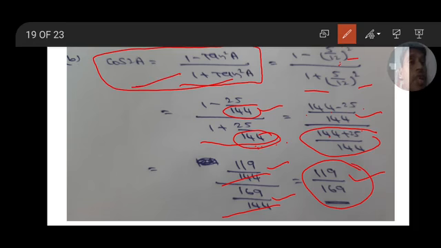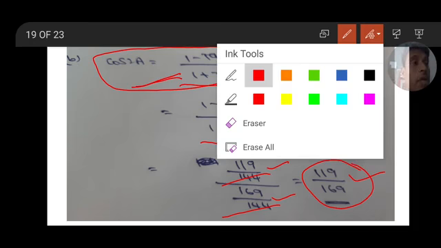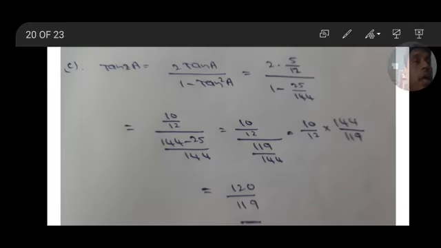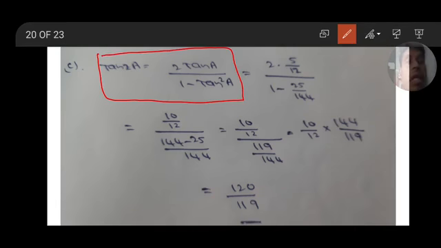Only substitution and simplification. The cos 2a formula is 1 minus tan square a by 1 plus tan square a; substitute and simplify. Next, tan 2a equals 2 tan a by 1 minus tan square a. Substitution: 2 into tan a, which is 5 by 12, and 1 minus tan square, 5 by 12 whole square, means 25 by 144.